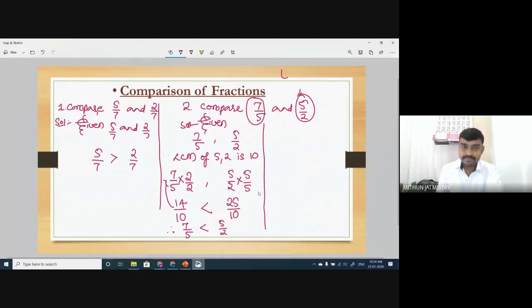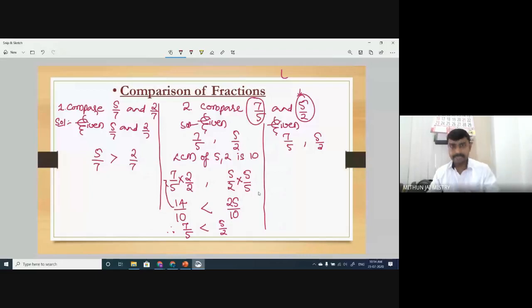Please try to be with me. Now, this was the first method which I said. Now I'm talking about the second method. Given 7 by 5 and 5 by 2, these are the two given fractions, right? They are unlike fractions. In the first method, we converted the given unlike fractions into like fractions, and then we compared the numerators. But here, we are not going to convert them into like fractions. Instead, we will be doing cross multiplication, right?